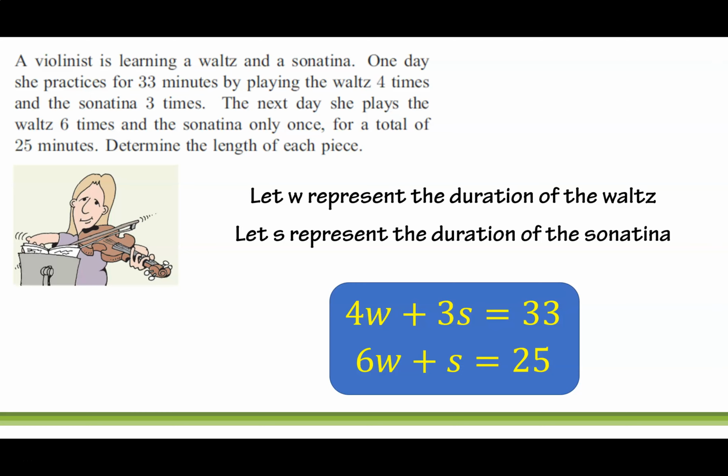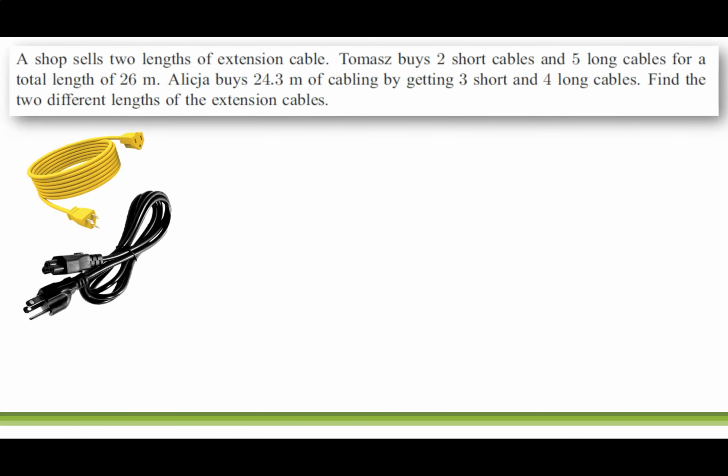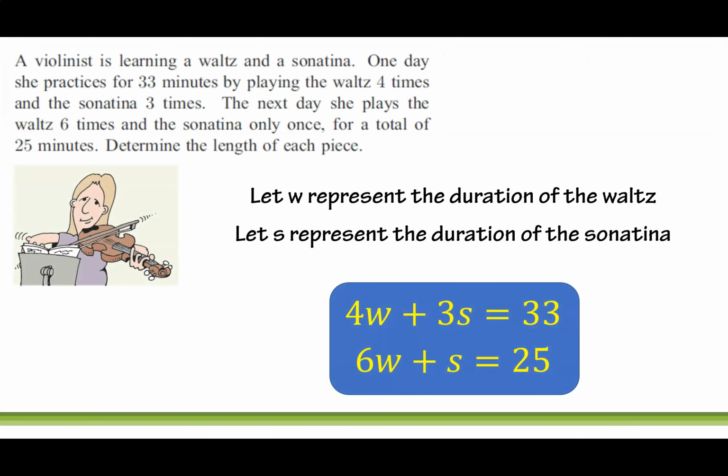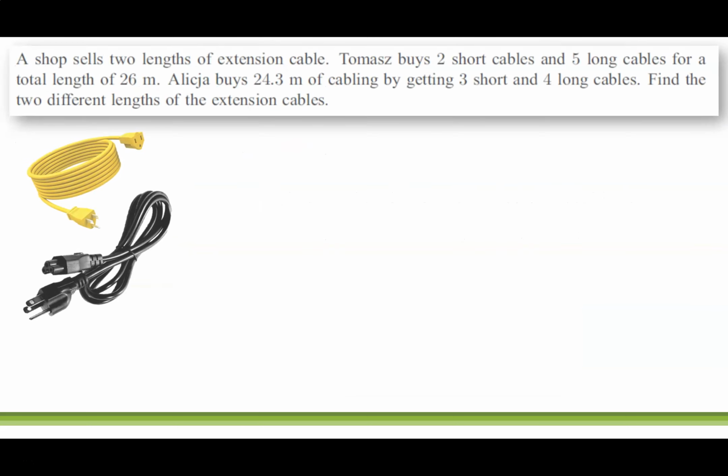4 waltzes and 3 of the other ones is 33 minutes. 6 waltzes and 1 of the other one is 25. And then we're off to the GDC. If you want to go ahead and do that one on your GDC, that's fine. I'll come up with an answer and we can compare in class.